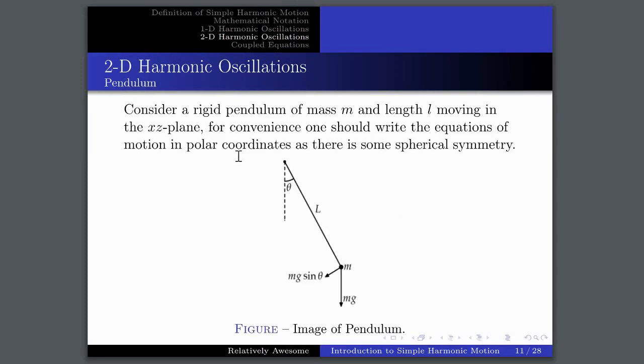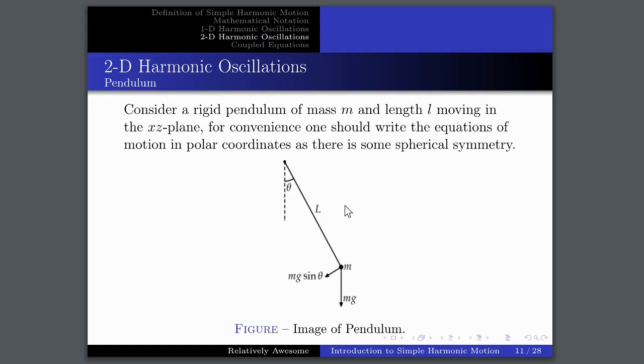Now, we will look at the simplest case of the two-dimensional harmonic oscillator, namely the pendulum. Consider a rigid pendulum of mass m and length l moving in the xz plane. The rigid portion is important because if the pendulum was not rigid and it was able to sling around, this pendulum would actually sling and it would not maintain a simple harmonic motion. So this rod must be rigid, and typically we don't use the word string, we use the word rod, so we note that it's rigid.